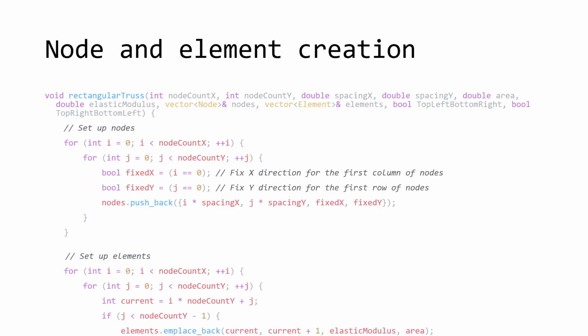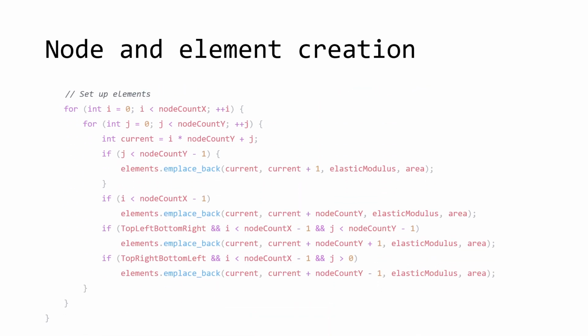This code automatically creates nodes and connecting elements based on user-specified node count and spacing, supporting the inclusion of diagonal members. This allows us to quickly build large-scale structures and flexibly control boundary conditions and element configuration.